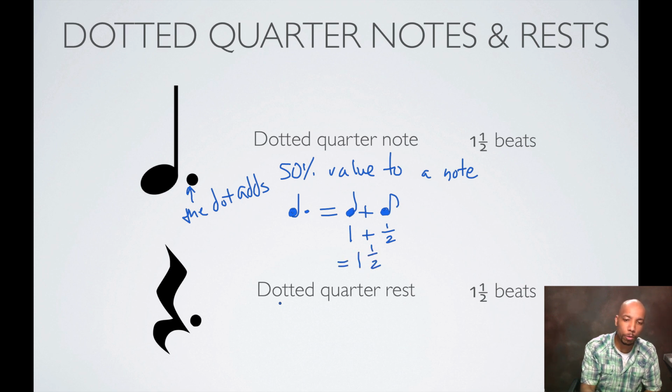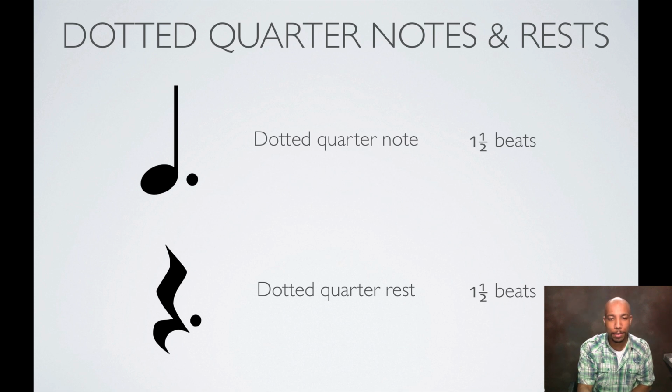The same is true for the dotted quarter rest. It's the same thing as saying a quarter rest plus half of a quarter rest. Half of a quarter rest is an eighth rest. This is 1 beat, this is half a beat. 1 plus 1 half is 1.5 beats. So this is where we get the value from. Hope that makes sense. Let's take a look at how to clap this.